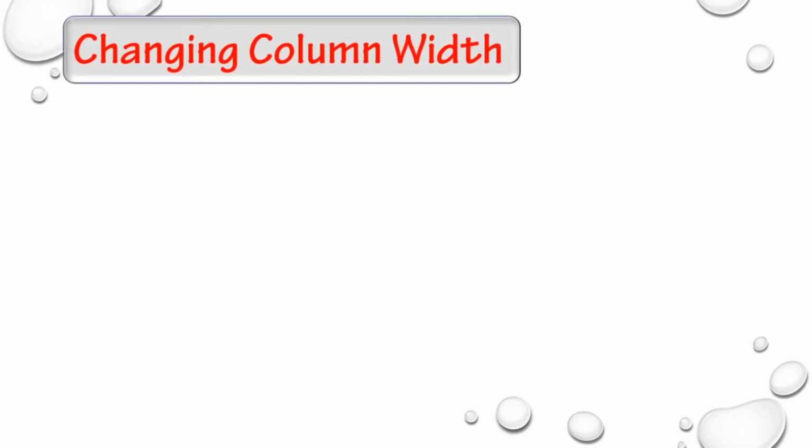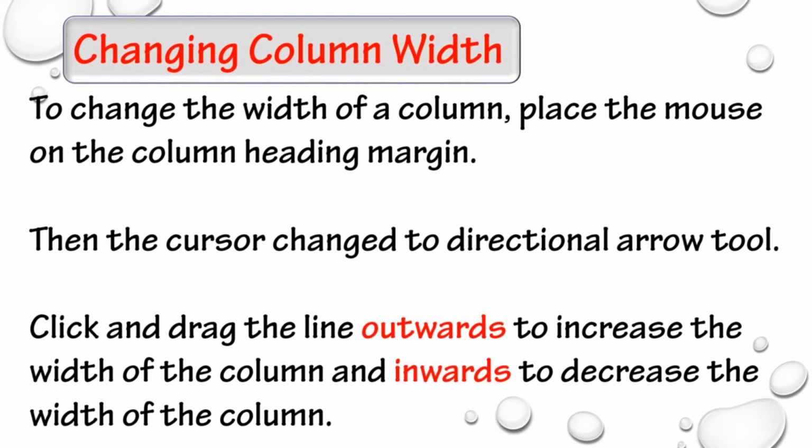Changing column width. To change the width of a column, place the mouse on the column heading. Then the cursor changes to directional arrow tool. Click and drag the line outwards to increase the width of the column and inwards to decrease the width of the column.